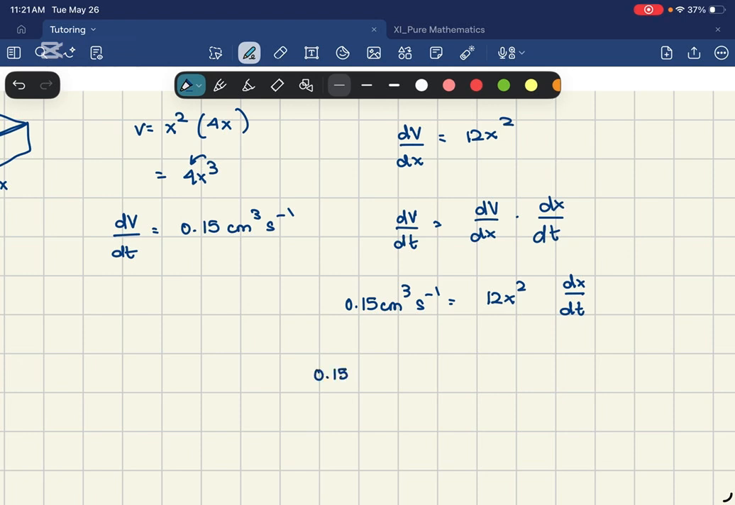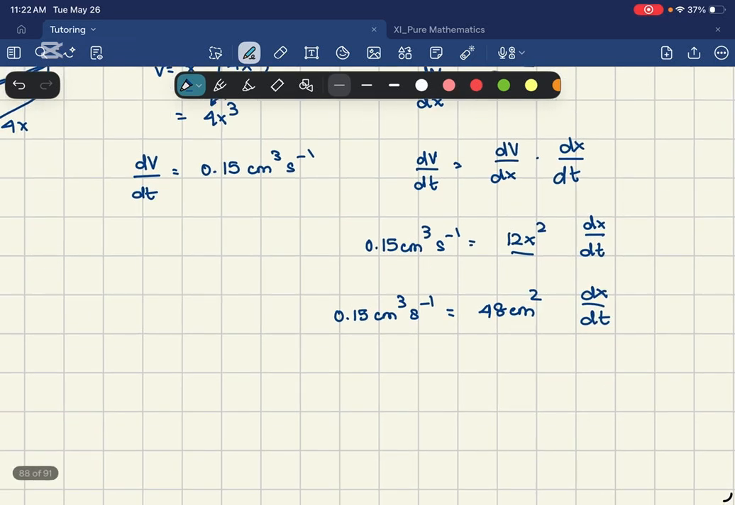So if I substitute x is equal to 2 squared, 2 centimeters squared is going to give me 4. So overall, I am going to have 48 centimeter squared here. Not cubed, squared. And dx by dt. And finally, if I divide by 48 centimeters squared on both sides, I am going to get... So if I write it as a number, it's going to be this. If I write it as a fraction, it's going to be this.